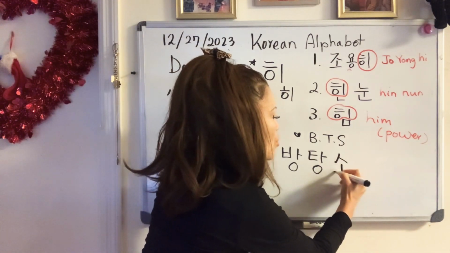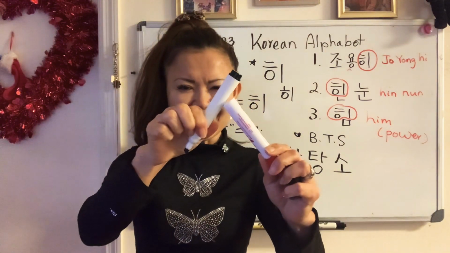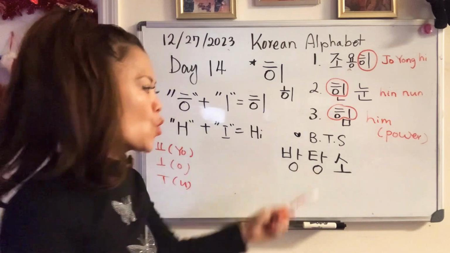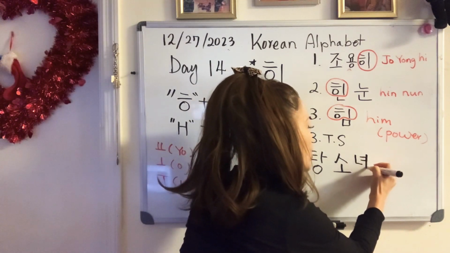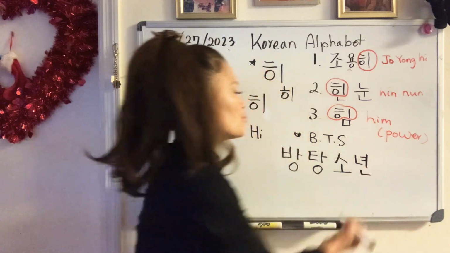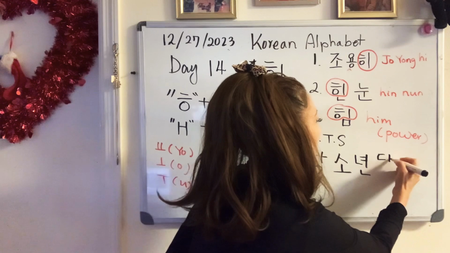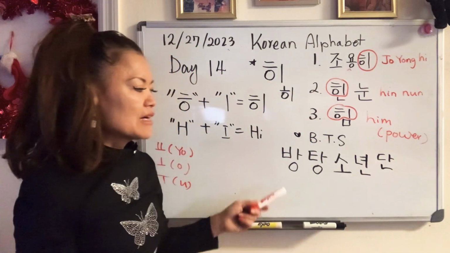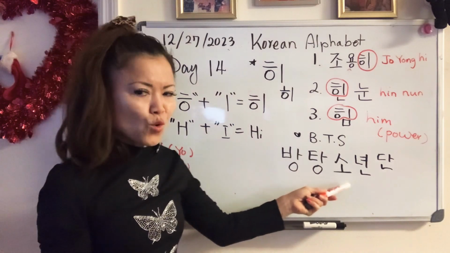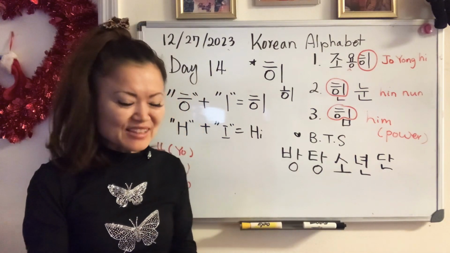Then with vowel O, so S. So Nya. Nu with Ya is a Nya. And un in third position. Nyan. And then Du with A, Da in third position. Tan. 방탄소년단. Sonyeondan. Okay, guys, very good.